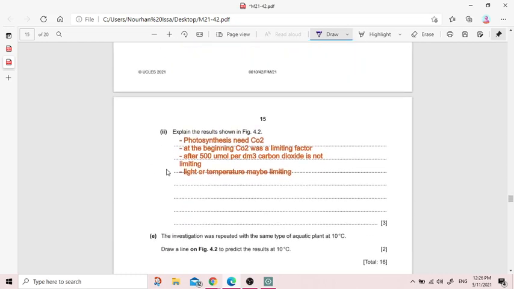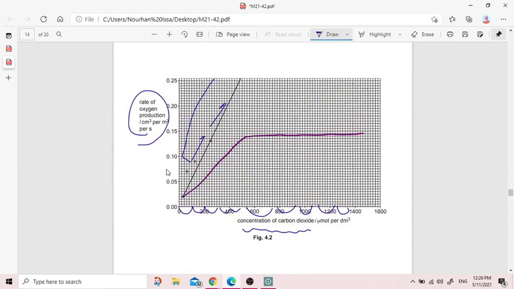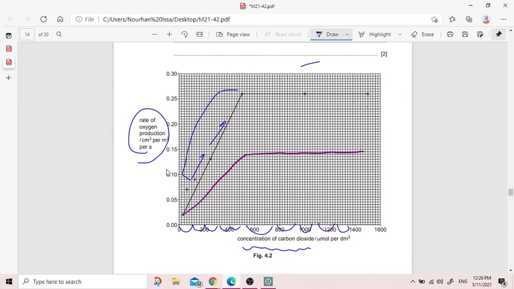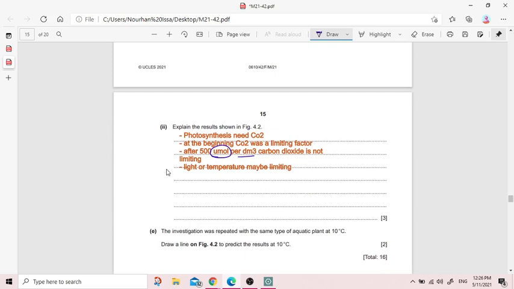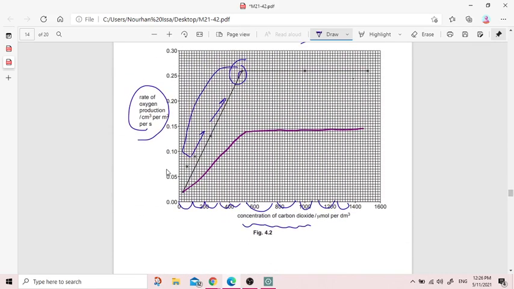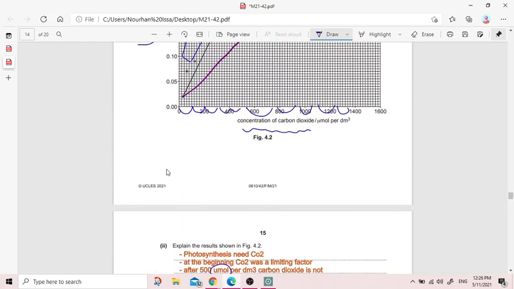Then, after 500 micromole per decimeter cube, the CO2 is not limiting because the rate stayed constant. So after 500, CO2 is not limiting anymore. The light or the temperature may be limiting in this part.